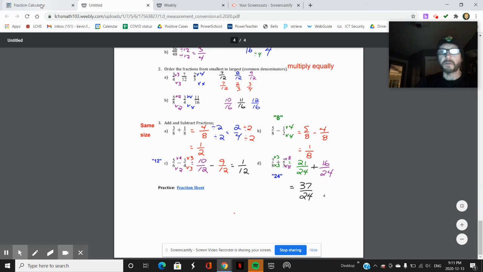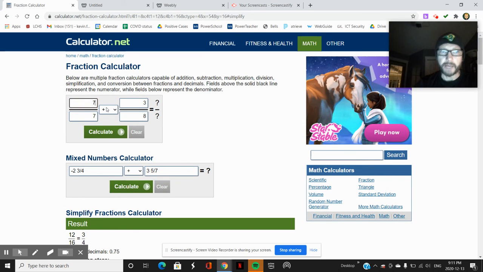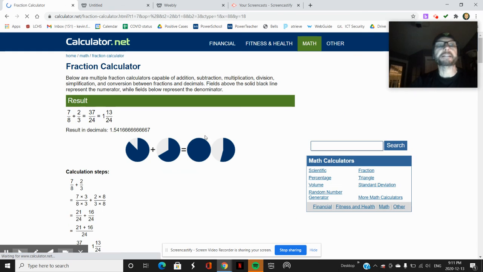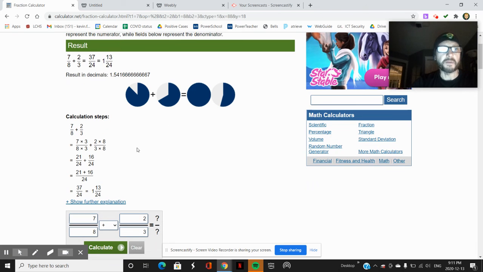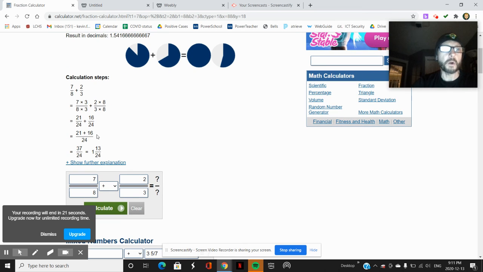Same thing if you went to your fraction calculator because you couldn't find a common denominator. You could come up here and put 7, and 8, and 2, and 3, and do a calculate, and it's going to show us how to find a common denominator. In fact, it even gives us a neat little visual. So 7/8 and 2/3: 7 times 3, 8 times 3, 2 times 8, 3 times 8. See, it's showing a common denominator of 24, and it shows 21 plus 16. They also change theirs to a mixed number. We are totally fine leaving it as a mixed number.